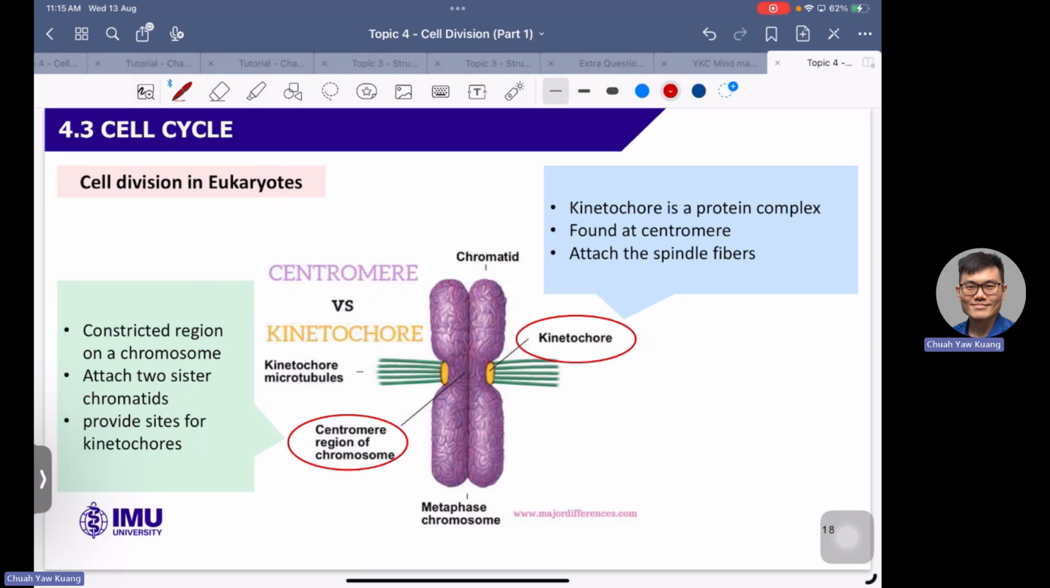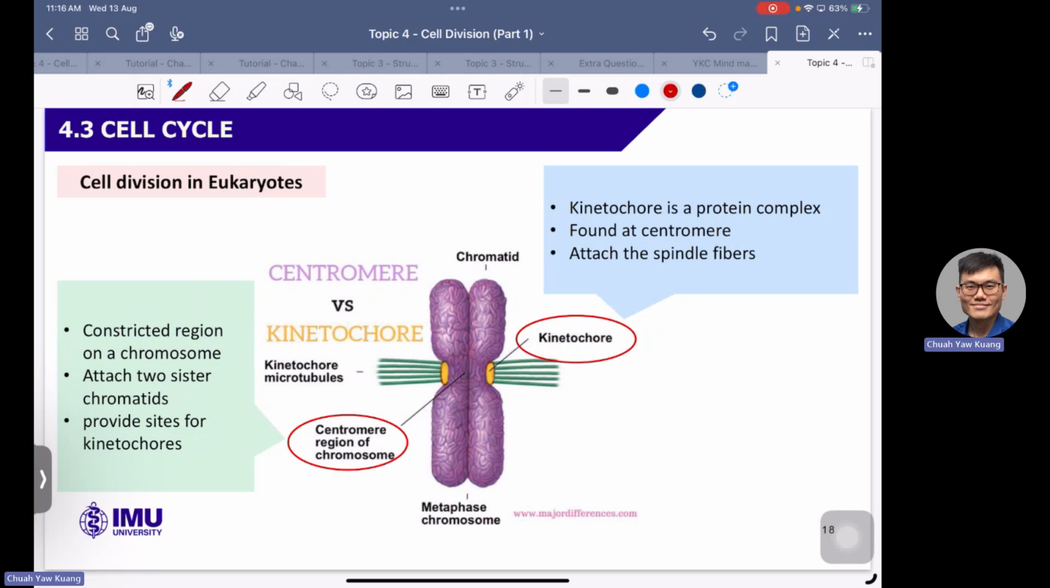Before going through that, there are terms that we need to highlight here. These are common terms that some students will confuse. First one, centromere versus kinetochore. And then one more is centromere versus centrosome. These are common words that students will write wrongly. Some students think it is centromere, but they write kinetochore, or it is kinetochore, but they write centromere. So this is a common careless mistake.